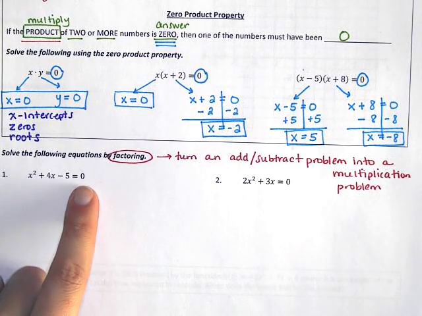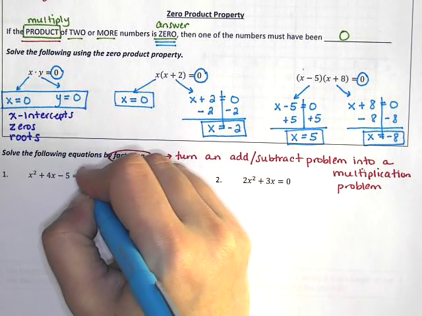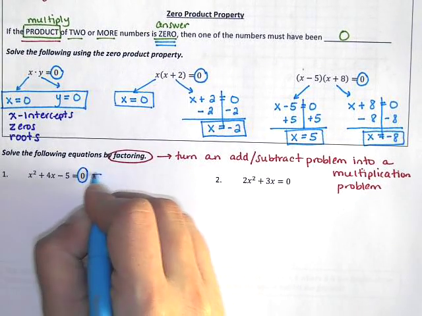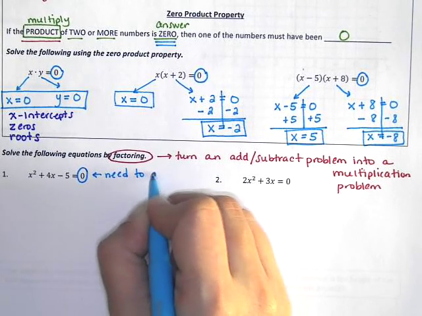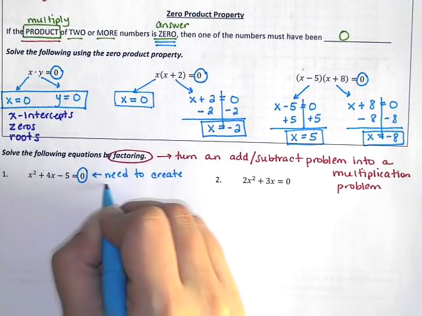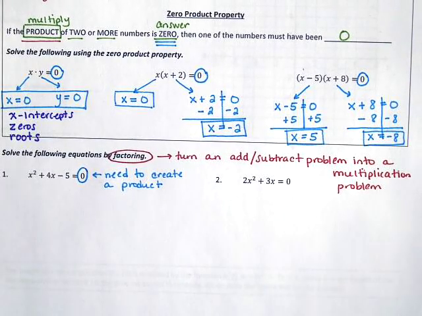But I can see that it's equal to 0. As soon as I see that this is equal to 0, that tells me I need to create a product, because then I can use my zero product property. So in other words, I need to factor.